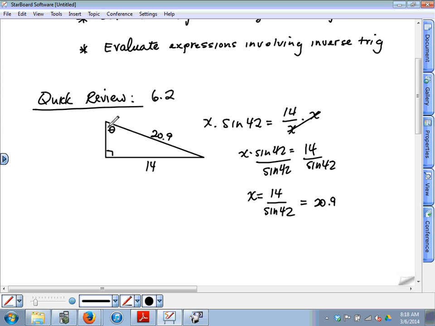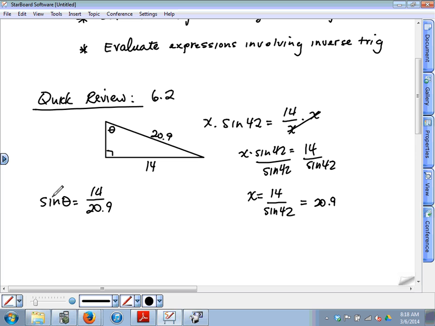No. So if we didn't know the measure of the angle, we would set this problem up similarly, except instead of doing sine of 42, we'd have to do sine of theta. A lot of you probably did problems like this last year in Algebra 2. The sine of theta would be what? 14 over 20.9. But the problem is we're solving for theta, and theta is inside of a function.